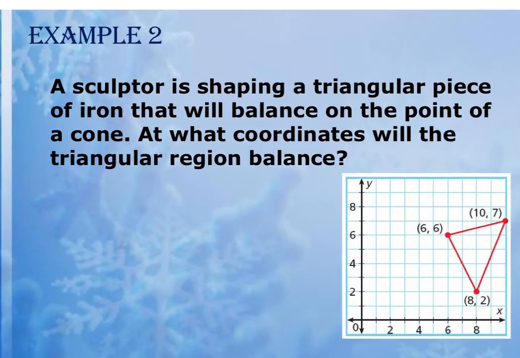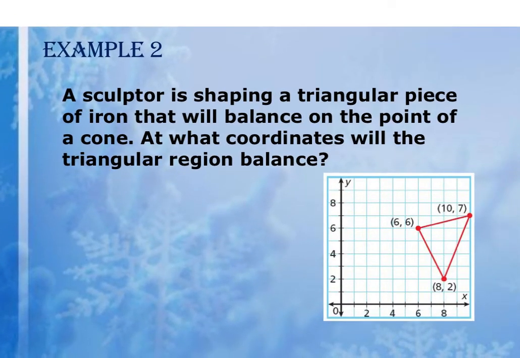Okay. A sculptor is shaping a triangle piece of iron that will balance on the point of a cone. At what coordinates will the triangular region balance? So remember, when we're talking about balance, we're talking about the centroid. We're talking about the centroid whenever a question's asking about balance. And how we're going to find this is we're just going to find the midpoint, and we're going to connect each of our medians and see where they intersect. So we're going to find the midpoint of each side.